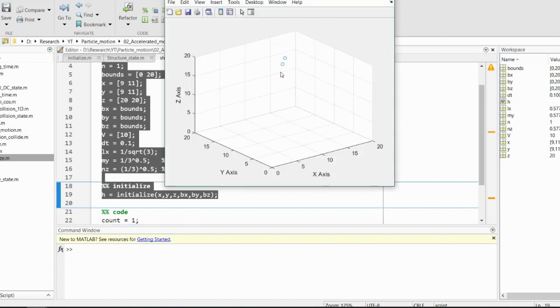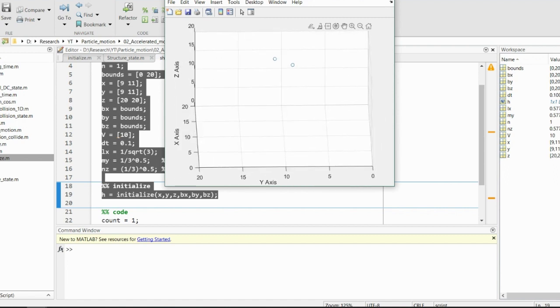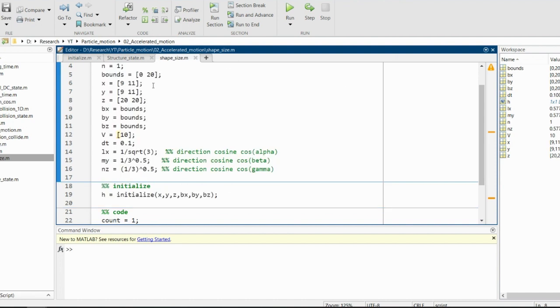Let's see where the particles are. Yep, here are the two particles. These points should correspond to the same particle. Okay, first we're going to find the center of mass.